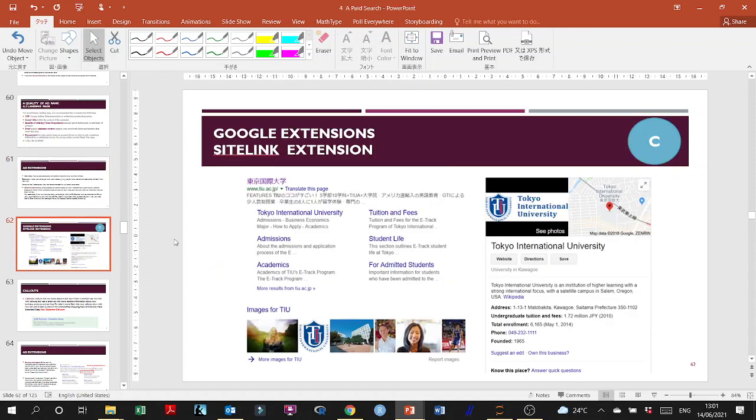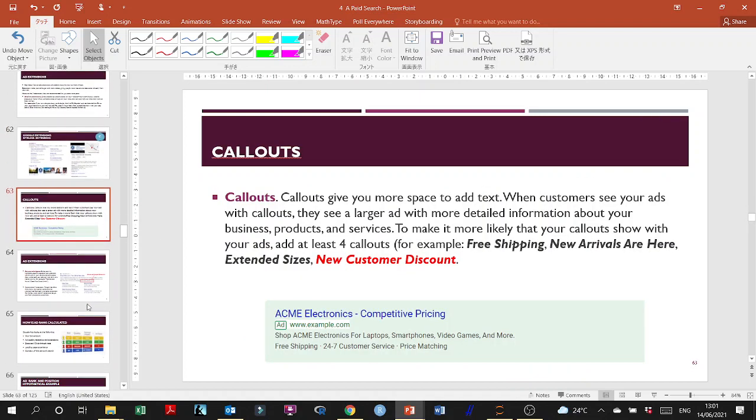They are site link extensions, and I also showed you what happens if you don't set up site link extensions. Google will give automatic site links, and they are linkable. They look like call out extensions, but be careful, call outs are not links. So call out extensions are not links. As you can see here, these highlight your features: free shipping, 24/7 customer service, price matching. So all these are call outs.